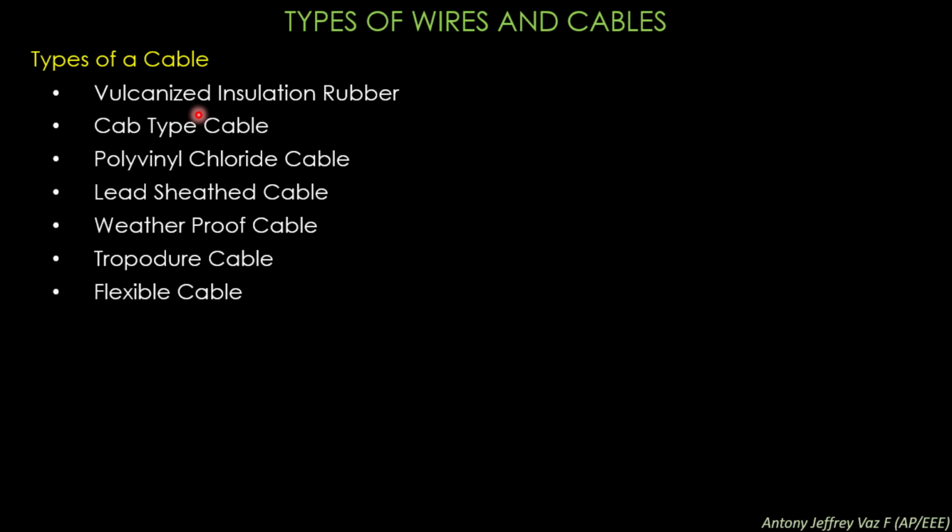So today we have been seeing the types of cables. There are 7 types of cables. They are vulcanized insulation rubber, cab tyre cable, polyvinyl chloride cable, lead sheathed cable, weatherproof cable, tropodur cable and flexible cable. These cables are being used in electrical installations. Each cable has its own merits and its own way of construction. So they have their own advantages and disadvantages. Each cable should be used at the proper places to have its lifetime at a maximum.